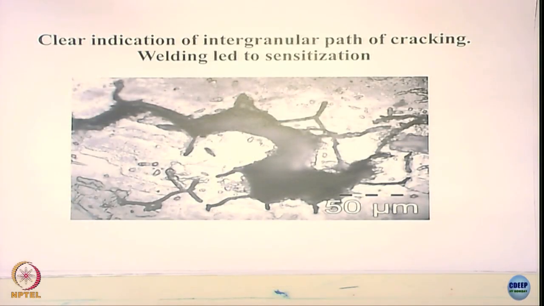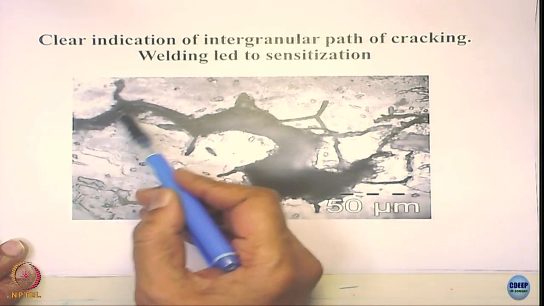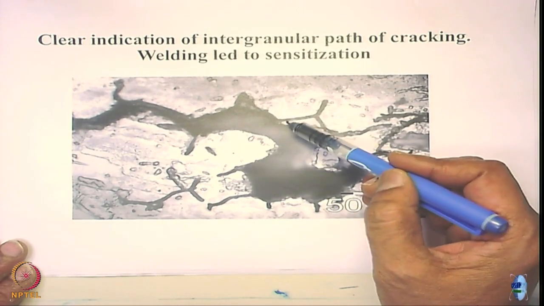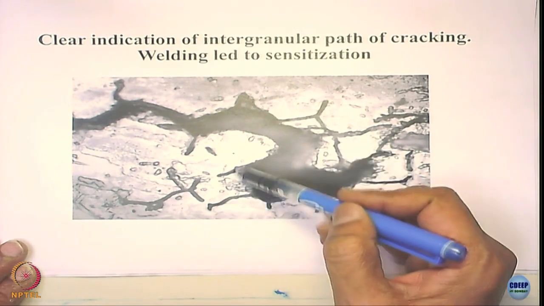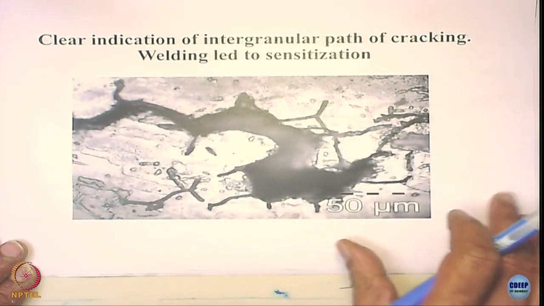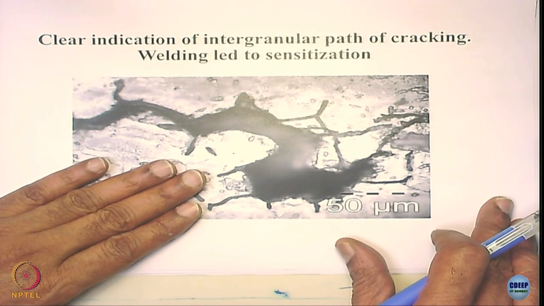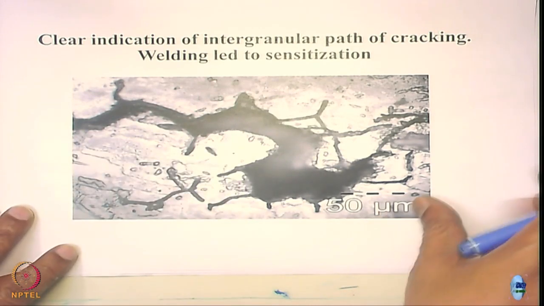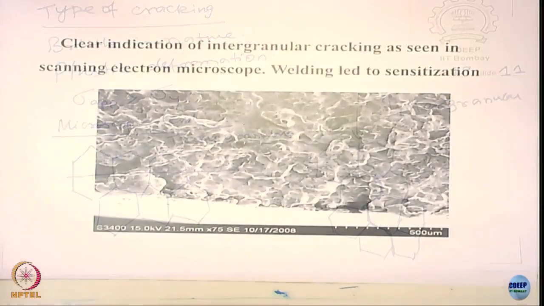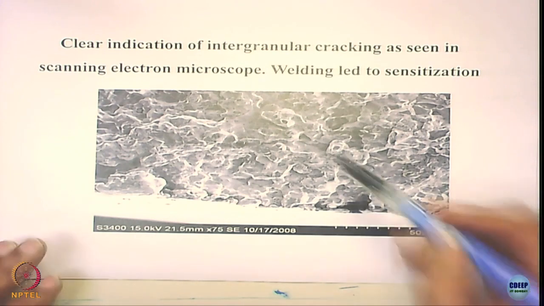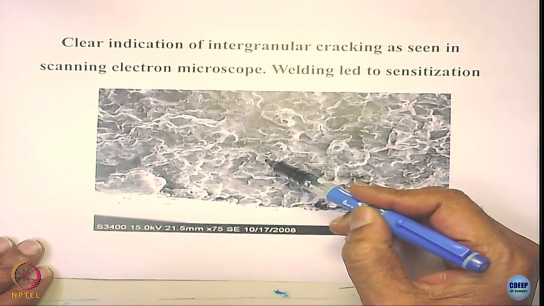Look at this, it is a clear intergranular crack. Look at the grain here. The crack grows along the grain boundary. Why? The grains have got sensitized, and the crack grows along this. This is the surface of the specimen. You break this open and look at the crack plane, and you will see nice grains which are not elongated. These are all grains, you see the grain facets.